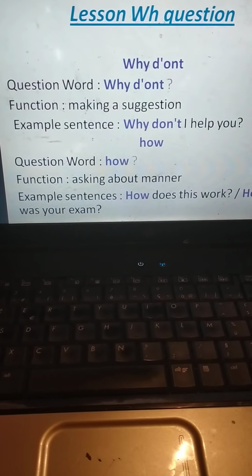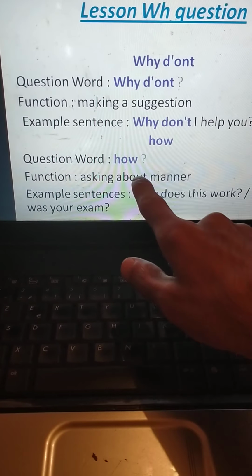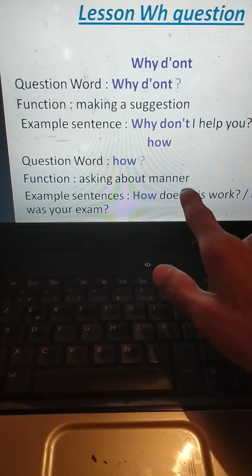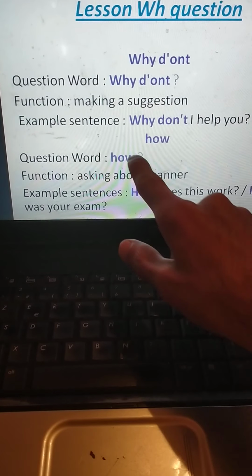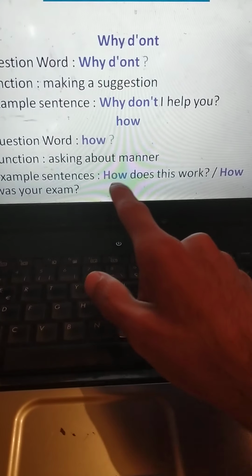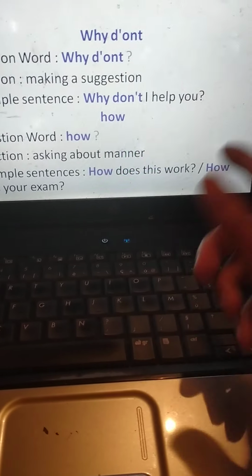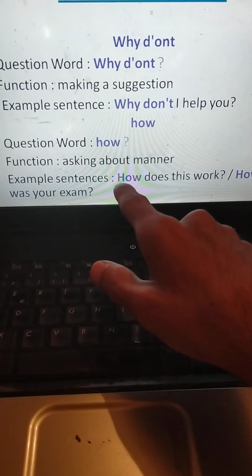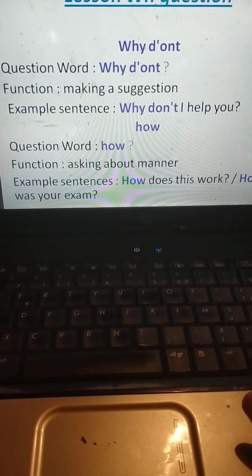How. Question word, how. Function, asking about manner. How is for the manner. Example sentence: how does this work? Or how was your exam? Okay.